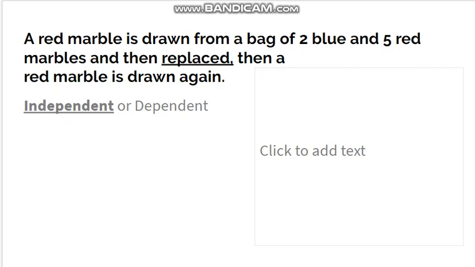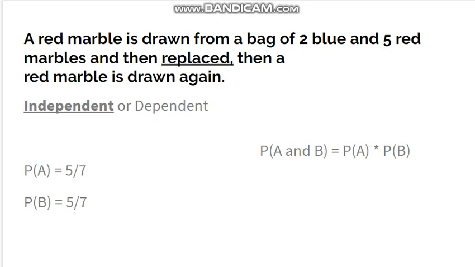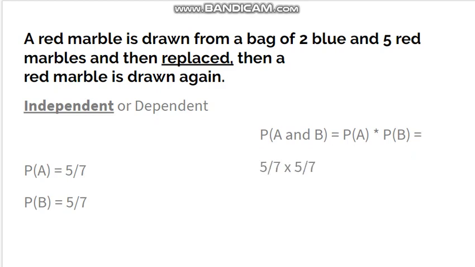So the probability of A is again 5 out of 7. The probability of B, since the sample space doesn't change, is 5 out of 7. We multiply these together and we get 25 out of 49. And that's the end of our first page of notes. So let's go to the next one.